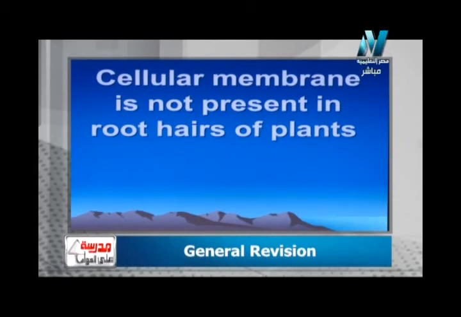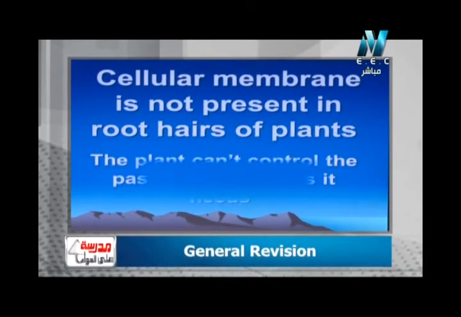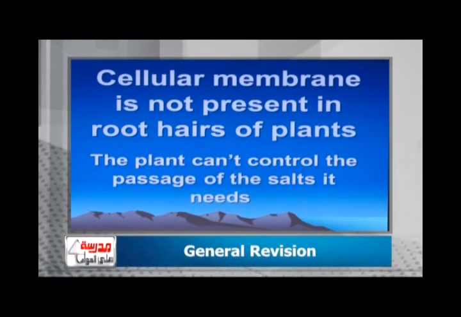Okay, so again cellular membrane is not present in the root hairs of the plant. The answer will be that the plant cannot control the passage of salts it needs. Of course every plant needs special salts for its own growth. For example, strawberry needs different salts than lemon, orange, apple, or watercress. Any plant in the world needs certain salts.